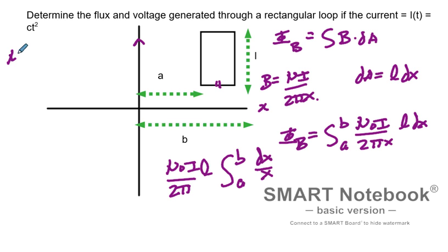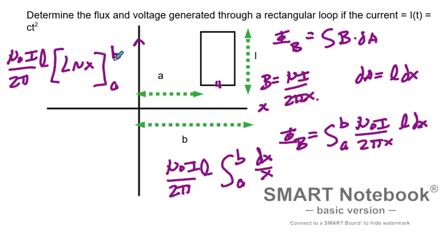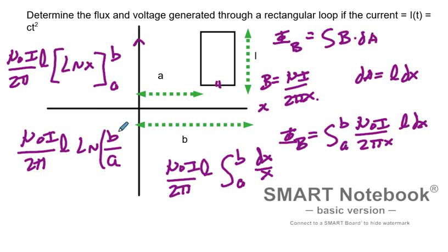So let's get that placed over here. So now we have mu naught I divided by 2 pi, and let's put our L here. We're going to multiply this by the definite integral of the natural log of x from a to b. So what does that equal then? So we have mu naught I divided by 2 pi multiplied by L times the natural logarithm of b divided by a. So that's our flux total caused by this wire.